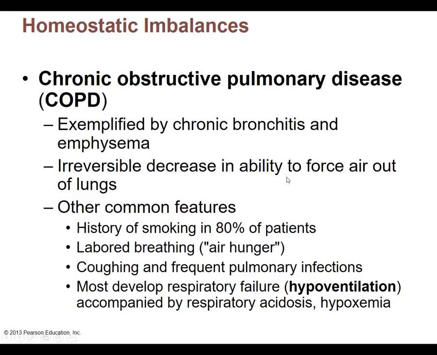Now, some common features. About 80% of the people that have it usually have some type of history of smoking. They usually have very labored breathing because they're air hungry. They're constantly trying to get enough oxygen into their body. They usually have lots of coughing, frequent pulmonary infections, and eventually it can develop into respiratory failure. It's called hypoventilation: they cannot breathe enough to get the oxygen in, and they definitely can't get that carbon dioxide out, which is going to affect blood pH. And so it can lead to respiratory acidosis and hypoxemia, not enough oxygen in your blood.